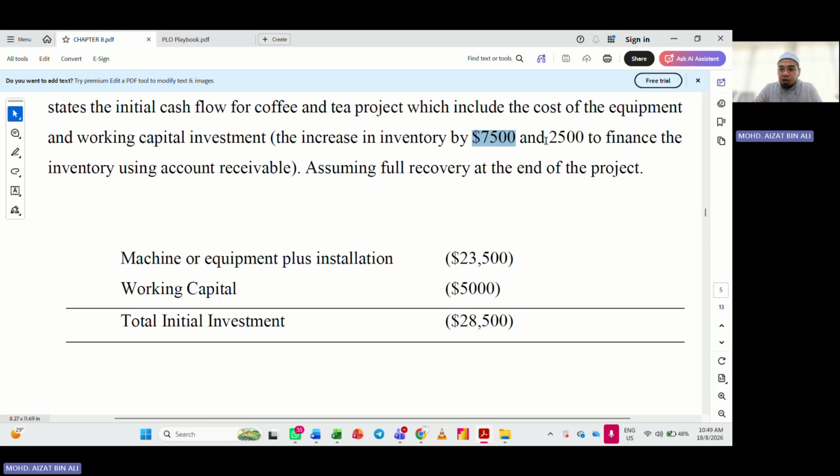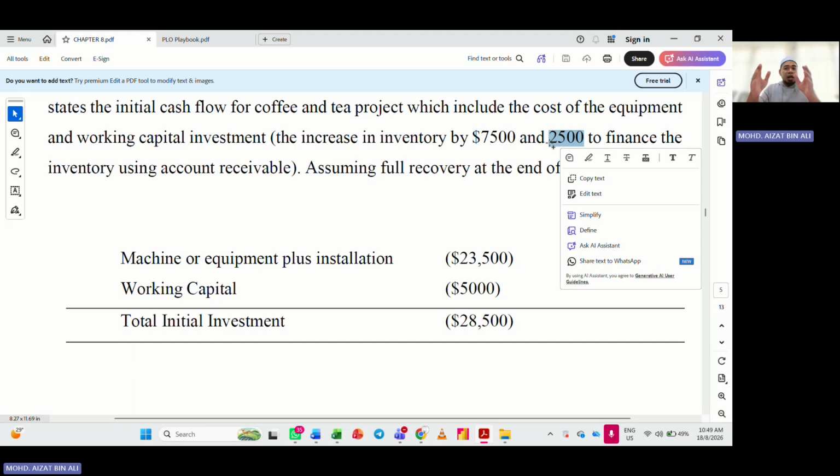And if in the initial investment period we take 2,500 ringgit of credit from our accounts payable to pay for our inventory, we purchase on credit, 2,500 ringgit. At the end of the period, we would expect to pay this. We cannot simply go out of business and not pay the accounts payable. So we have to pay this. This 2,500 ringgit will represent cash outflow at the end of the period.